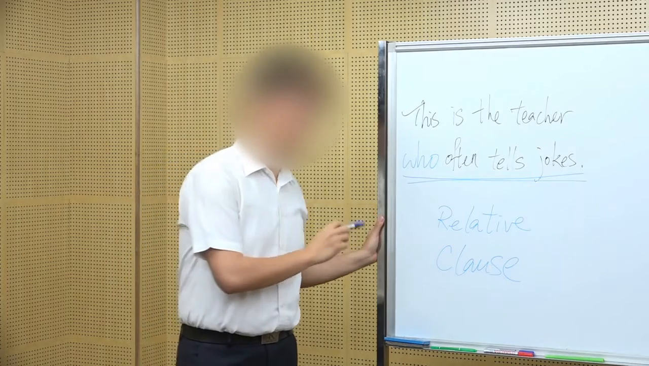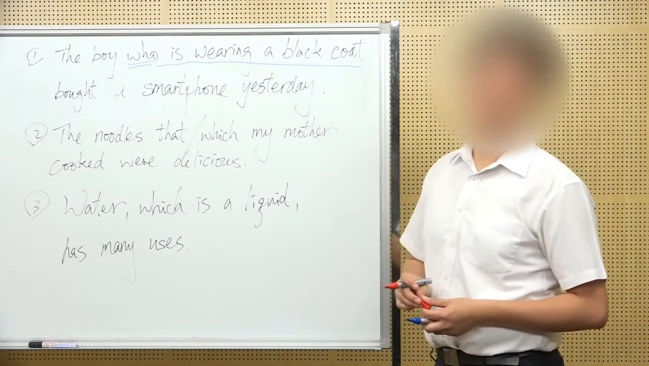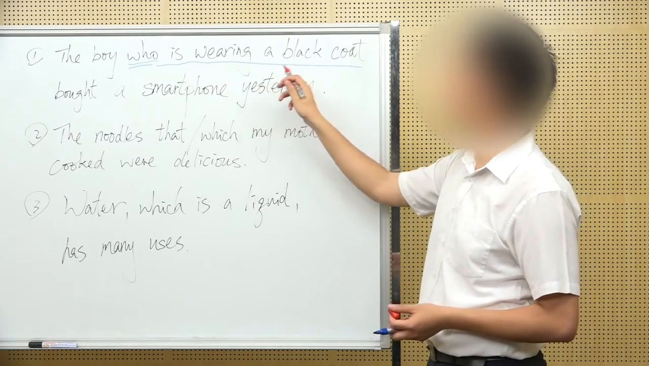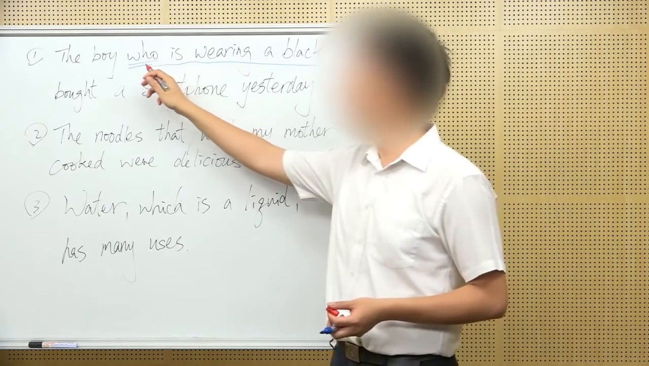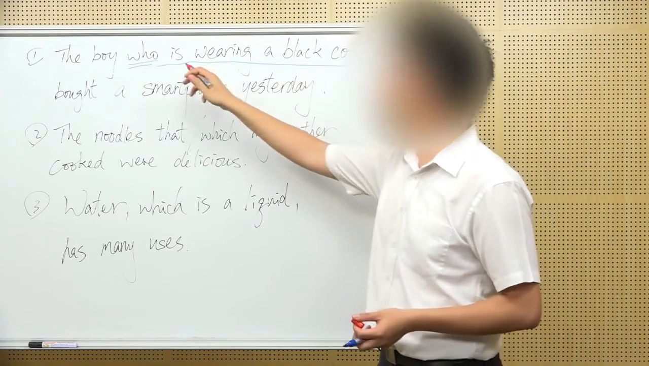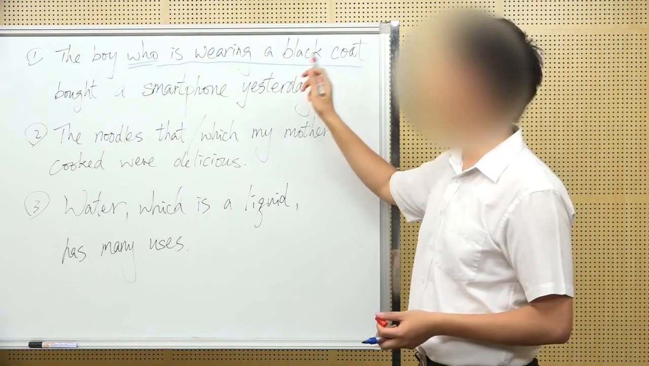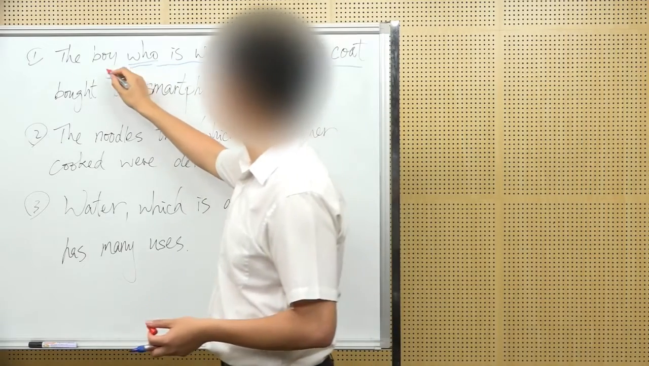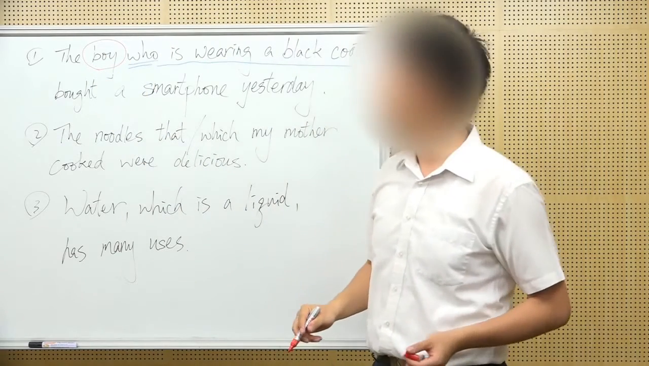Do you still remember what relative clause is? Let's look at some examples first. Number one: the boy who is wearing a black coat bought a smartphone yesterday. And in this sentence, this clause, who is wearing a black coat, is an adjective clause to describe the noun boy, to give more information to tell you who the boy is.